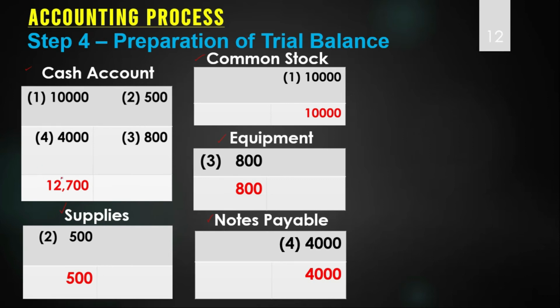Now we have already the balances of these accounts. We have the balance of cash account. We have the balance of common stock. We have the balance of equipment. We have the balance of supplies, and we also have the balance of the notes payable. So almost our task is done.